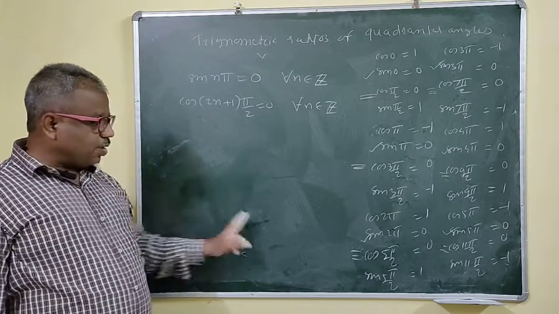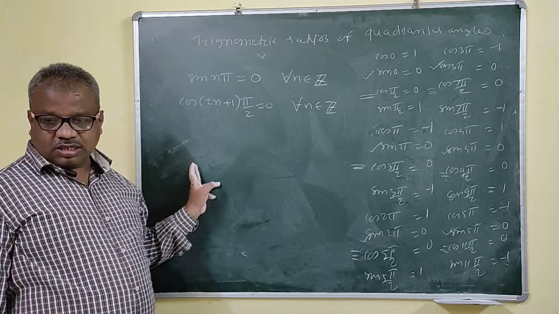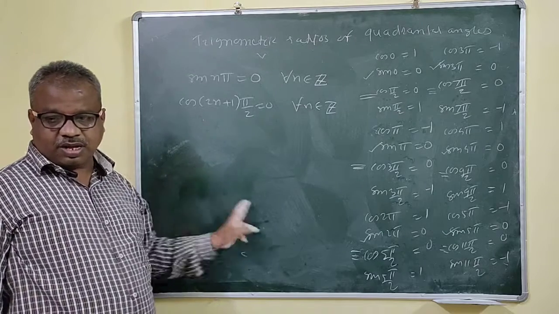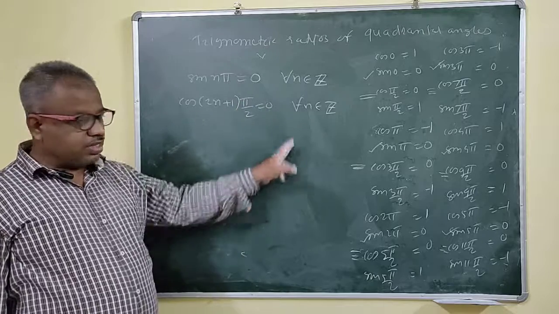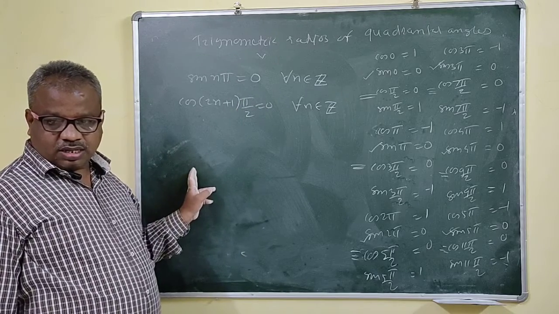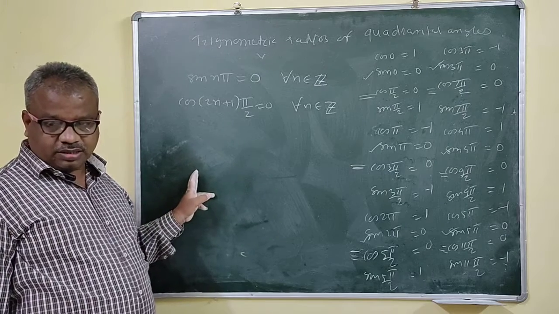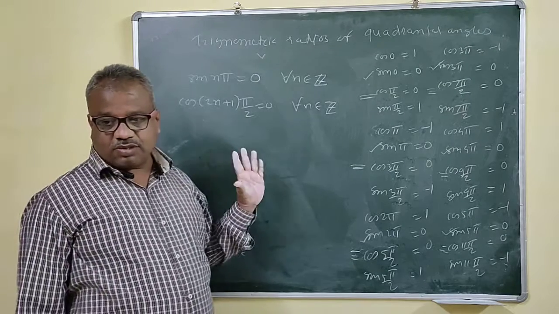Right? So this is pi. After one complete rotation, this is 3 pi. After one complete rotation, again this is 5 pi. Again this is 7 pi. Again this is 9 pi. Because one complete rotation is 2 pi, you have to add 2 pi here. That means cos r times pi is what?